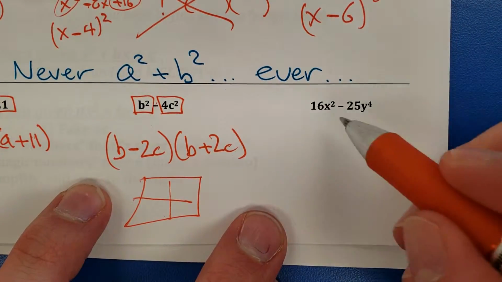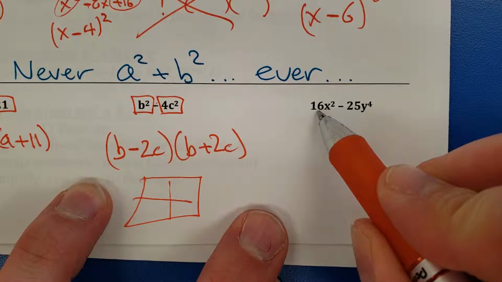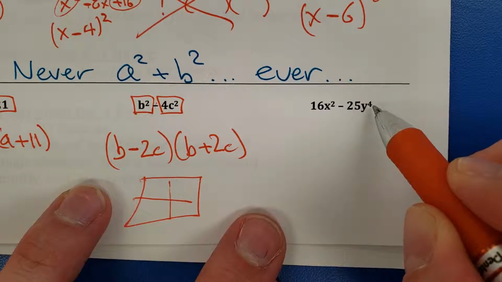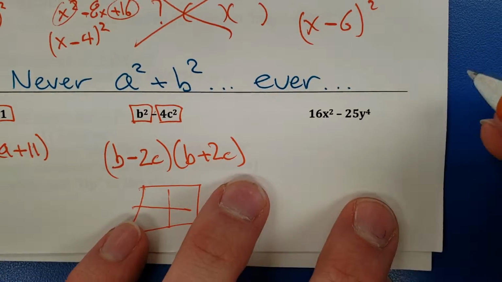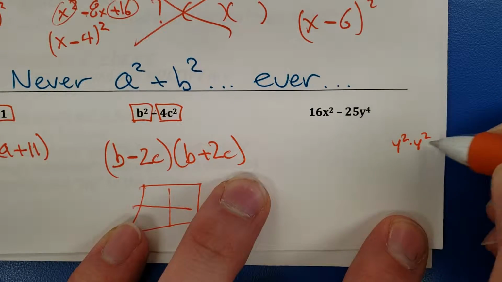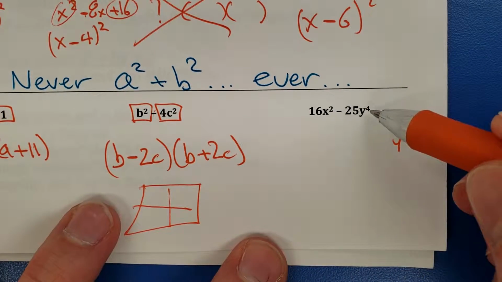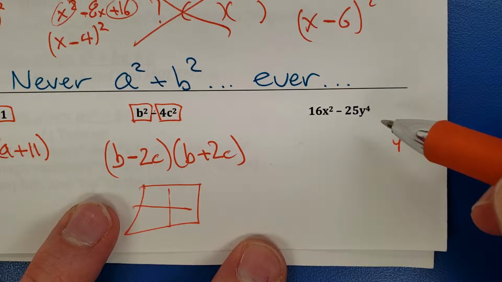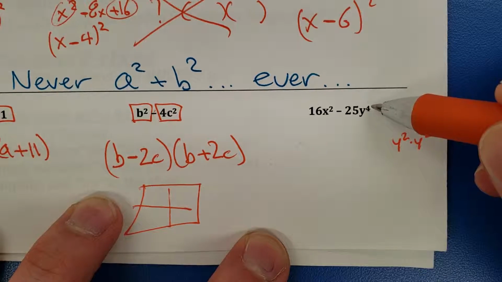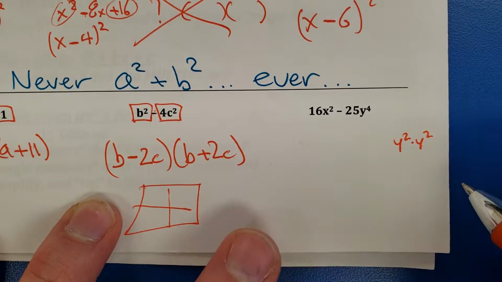Okay, last one. Is it a difference of two squares? 16 is a square. 25 is a square. x squared is a square. Now, y to the fourth power, is that a square? Yes, it is, because technically it's y squared times itself. Any even exponent is a square. Odds, nope, doesn't work out that way.